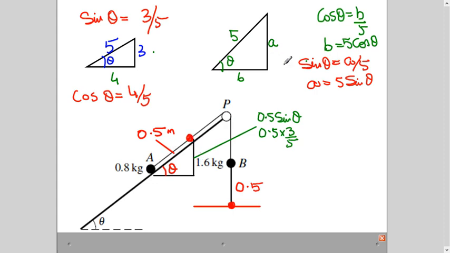So using this explanation which I have given you here, this side will be 0.5 sine theta. I hope it makes sense. And sine theta is 3 upon 5, so this will give me 0.3. So the height is 0.3 for particle A. So the potential energy, mgh, is gained by particle A. So you will write 0.8 into 10 into 0.3. Make sense?